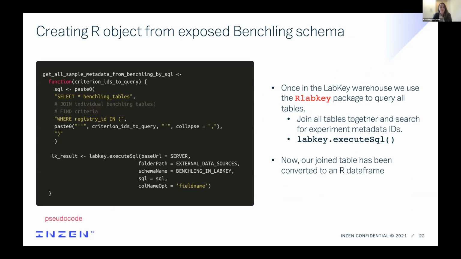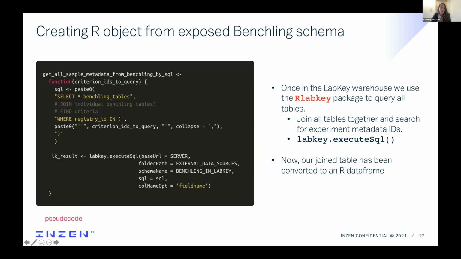So what we're going to want to do now is create an R object from this Benchling schema. To walk you through some of this pseudocode, we'll basically join all of those Benchling tables that we were able to see within that Postgres schema that was exposed in LabKey. So we're going to select all of them and join all of them. And then we will find some individual criteria, maybe some kind of sample ID or something of that nature.